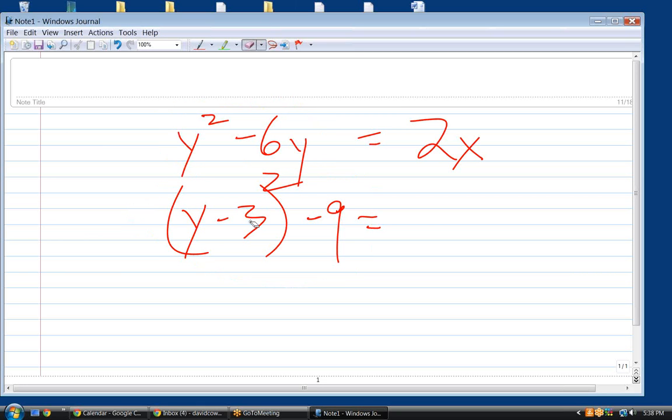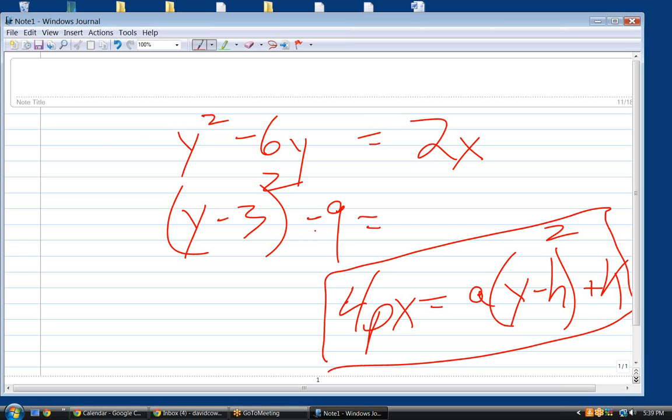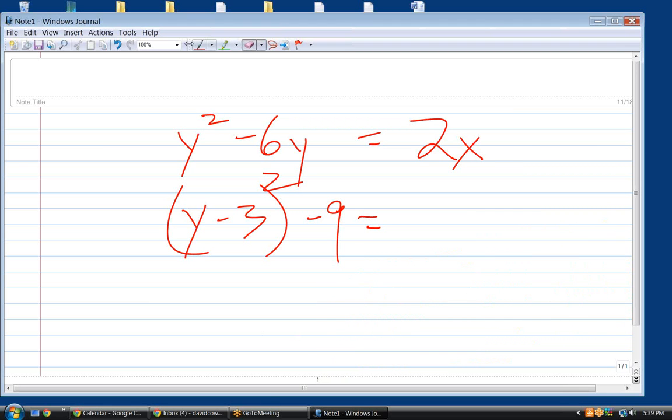The only reason I left the 9 on that side is because what we want to end up with is 4px equals a times (y minus h) squared plus k. The vertex will be h and k, and the directrix and the focus will each be p away from the vertex. So our goal is to get it into this format. That's why I want the 9 over there. So if I let that equal 2x, I've essentially got it in vertex format.